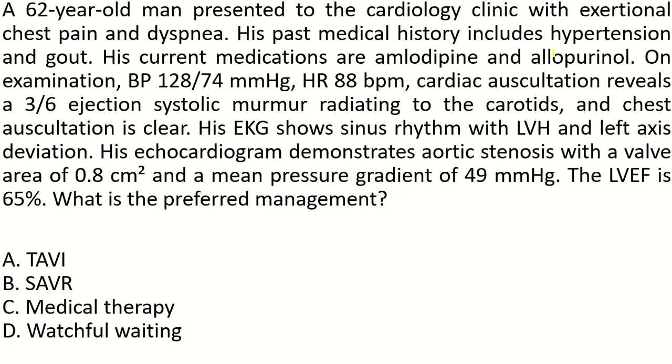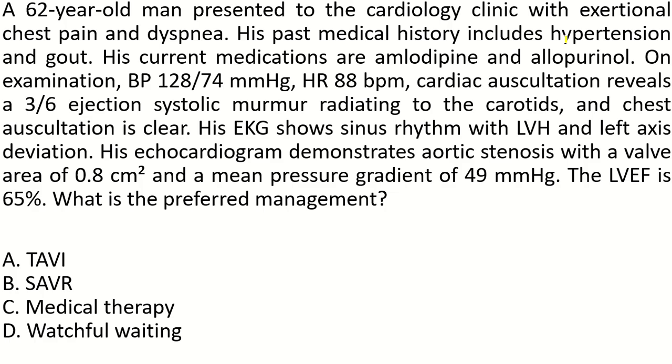The first case is a 62-year-old man who presented to the cardiology clinic with exertional chest pain and dyspnea. His past medical history includes hypertension and gout, with current medications including amlodipine and allopurinol. The patient is currently vitally stable, however, there is evidence of an ejection systolic murmur radiating to the carotid.